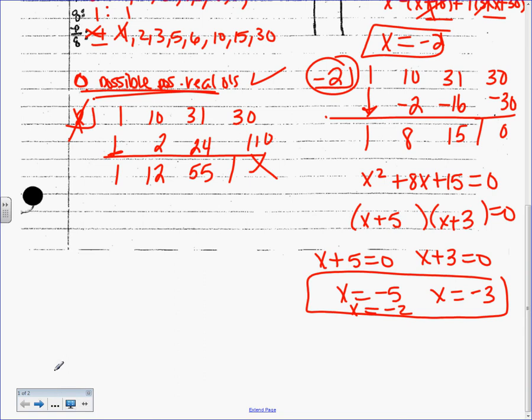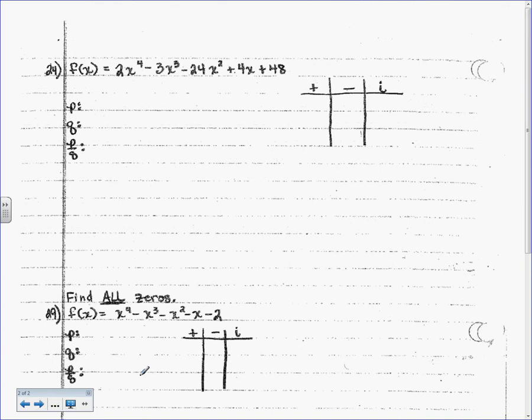Okay? Let's try the next one. Hopefully that goes a little bit better. So we're going to do the same thing again, okay? We don't really fill in the chart right now. Don't worry about that today. You don't need it, okay? So let's do our P over Q stuff. But before I even do that, I'm going to go ahead and do my rule of signs, okay?